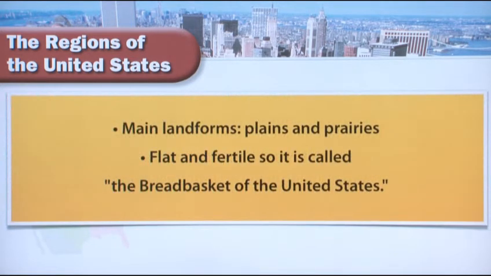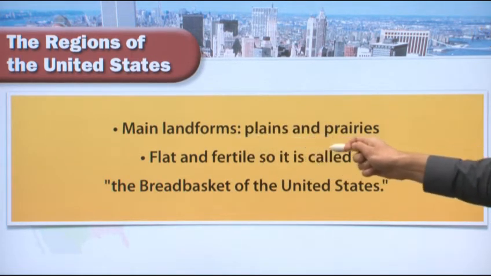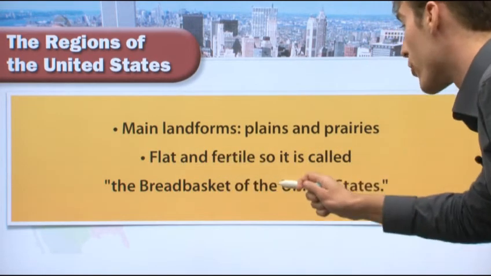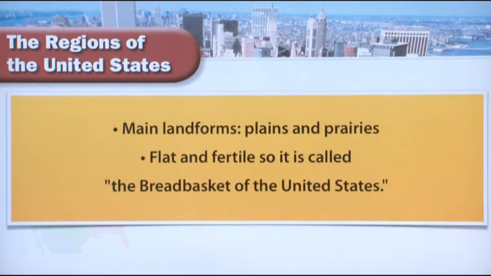Things to keep in mind about the Midwest are that its main landforms are plains and prairies. Here in the Midwest, the land is very flat and fertile, so it's called the breadbasket of the United States. Many crops are grown there, mainly wheat or soybeans, so it's known for growing many crops for people to eat.